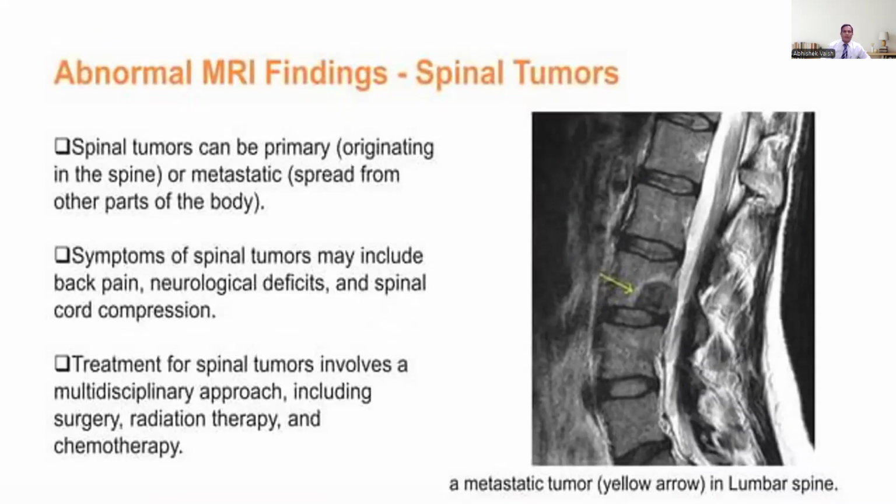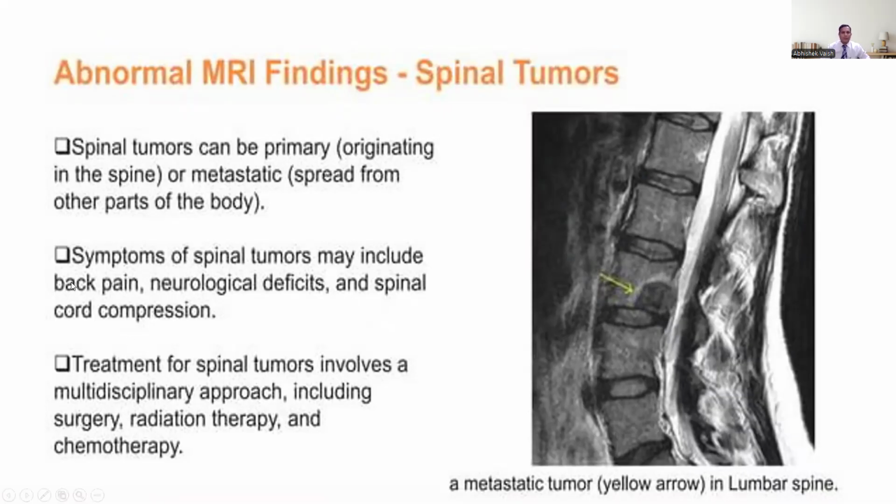So other abnormalities or pathologies which you look and see on an MRI of the spine are spinal tumors. This is a spinal tumor, you can see that it is in the dura, which is communicating and pressing on the bone.